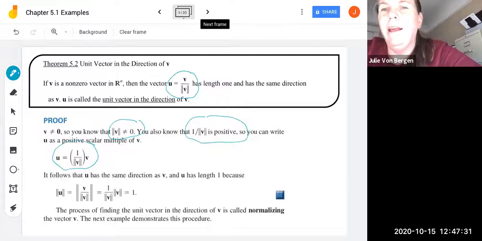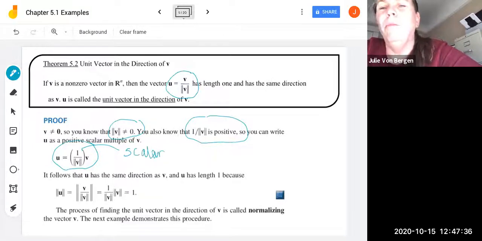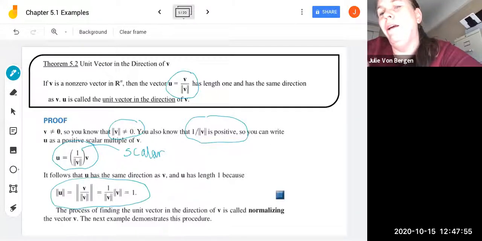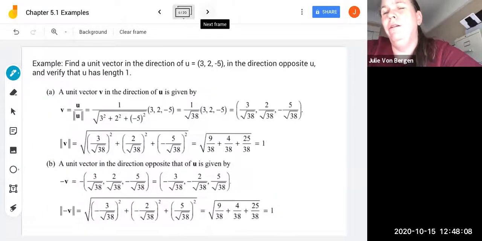You can say our scalar here is 1 over the norm of v times v. Since it's a positive scalar, it's going to be in the same direction. So it follows that u has the same direction as v, and then u has length 1 because if you do the norm of this vector u, you're multiplying 1 over the norm of v times the norm of v, which just gives you back the 1. So this process of finding the unit vector in the direction of v is known as normalizing the vector v, and our next example shows this procedure.